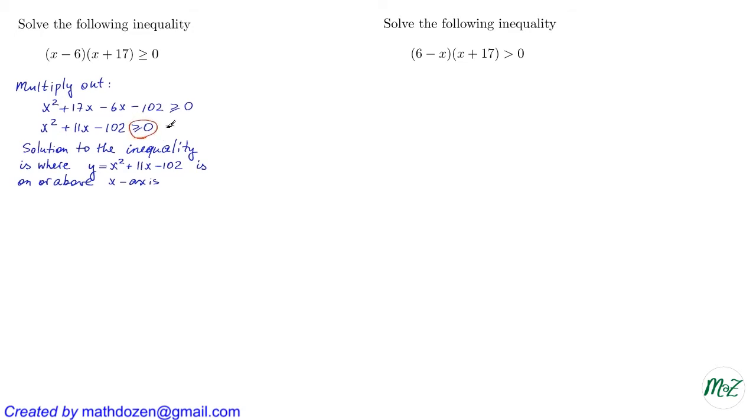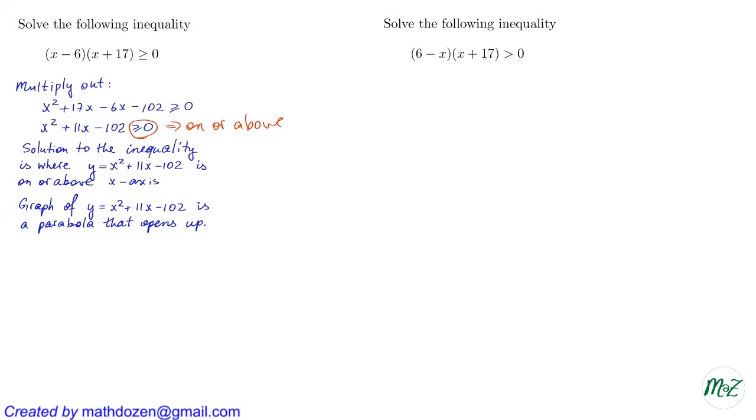So this gives you the on or above statement. And the graph of x squared plus 11x minus 102 is a parabola that opens up.